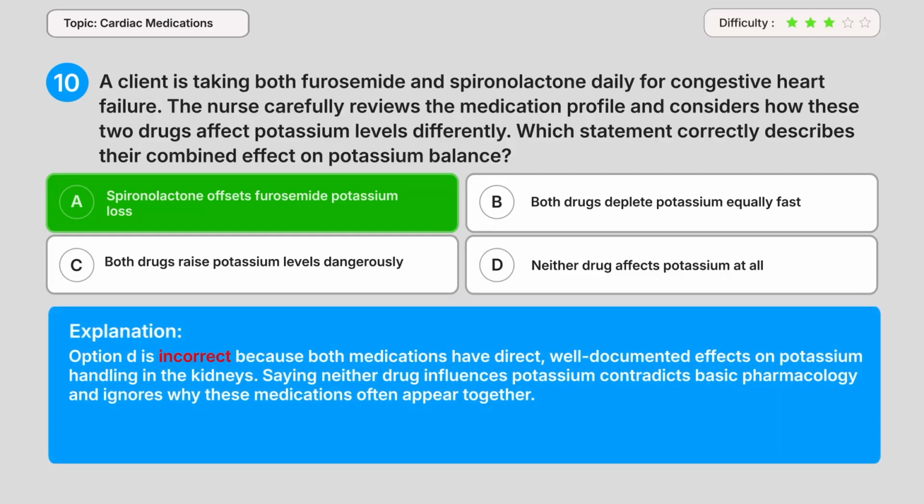Option D is incorrect because both medications have direct, well-documented effects on potassium handling in the kidneys. Saying neither drug influences potassium contradicts basic pharmacology and ignores why these medications often appear together. This question tests whether you know how two common diuretics balance each other out.